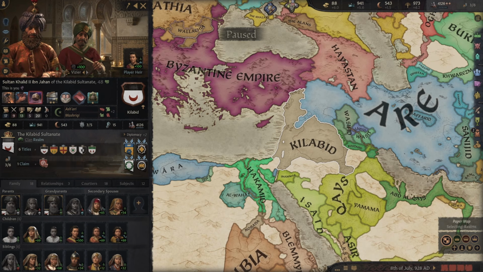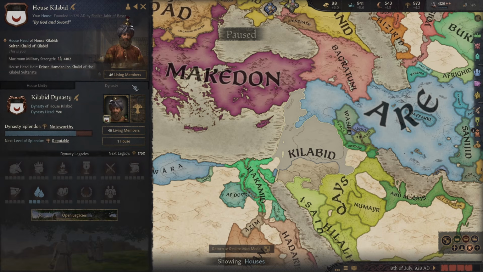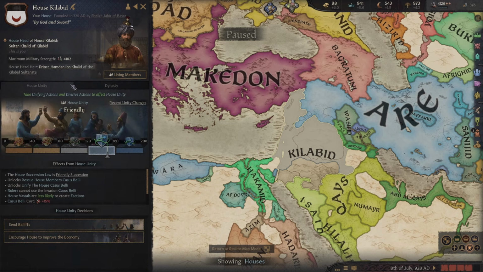Dynasties are split into houses, and in clan governments each house is connected through the house unity mechanic. You can view the status of your house unity by opening the dynasty menu. Here you have a new tab. Next to the dynasty tab, which just shows you the regular dynasty window, there's the house unity tab. Here you see the house unity slider. It goes from 0 house unity points all the way over here on the left to 200 points on the right. The slider is split into 5 equal segments, each representing a level of your house unity.